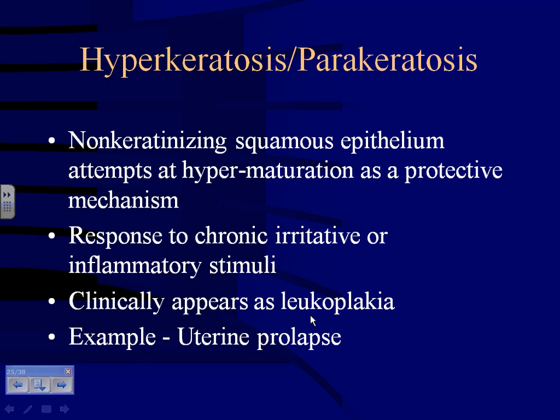All right, what about HK and PK? Again, remember, hyperkeratosis is a cellular layer of keratin material on the surface of the squamous epithelium. It provides additional protection. PK is when there's nuclei within that keratin layer. Usually it looks like white epithelium or leukoplakia, can be seen in examples of uterine prolapse.